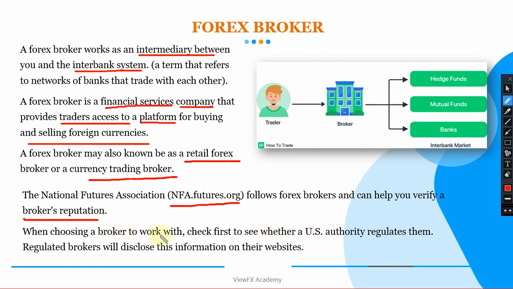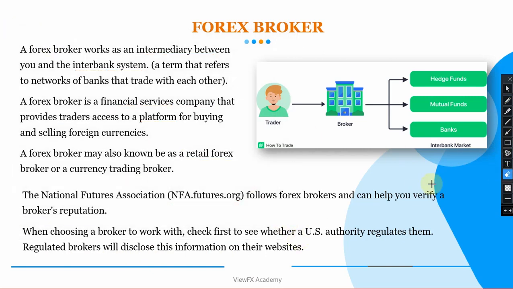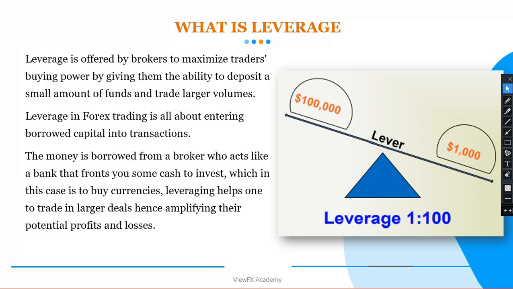So when choosing a broker to work with, check first to know or ask whether a US authority regulates them. When they regulate them, they watch whatever they do. They can't run away with your money. So when a broker is regulated, they will disclose this information, as in the broker will display the information about their regulation on their websites, so that you get to know more.